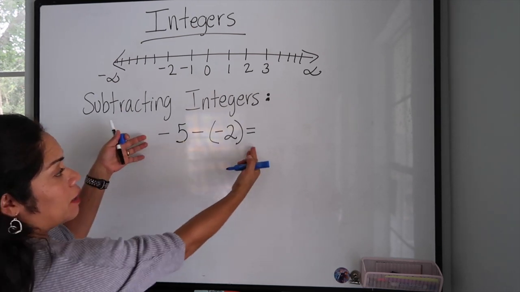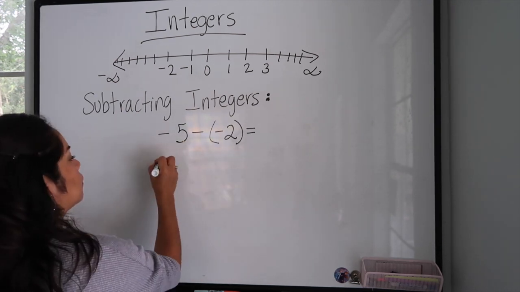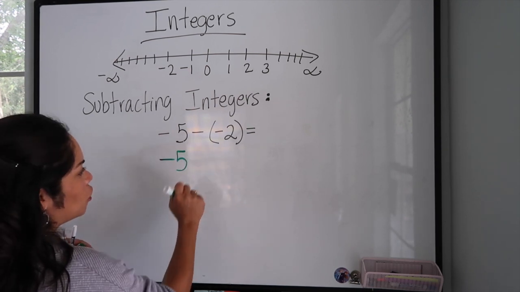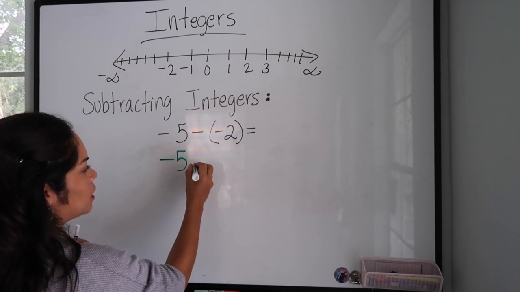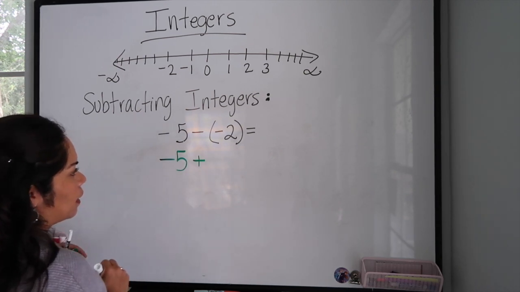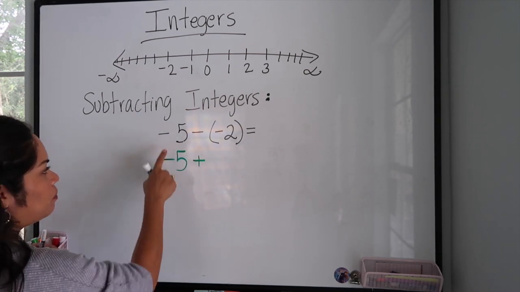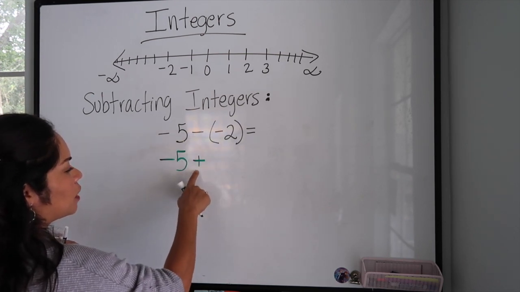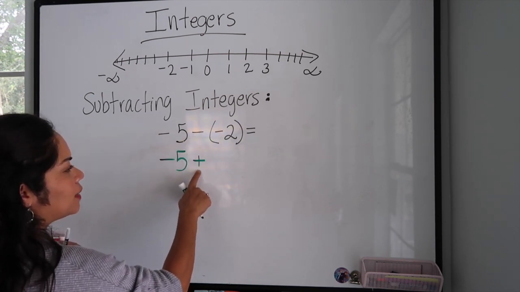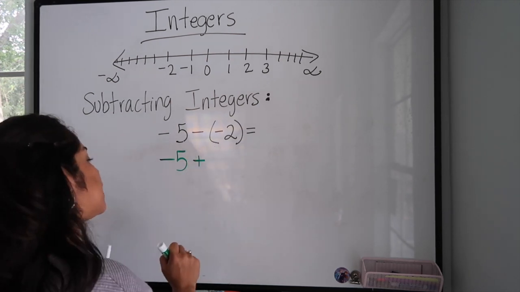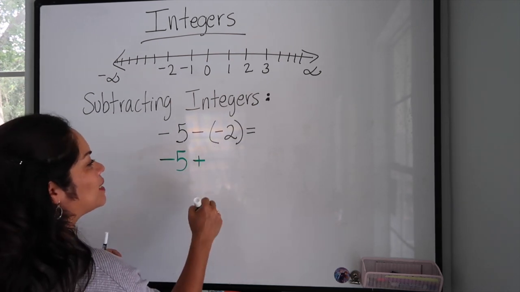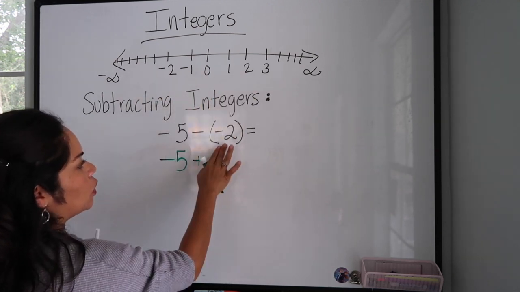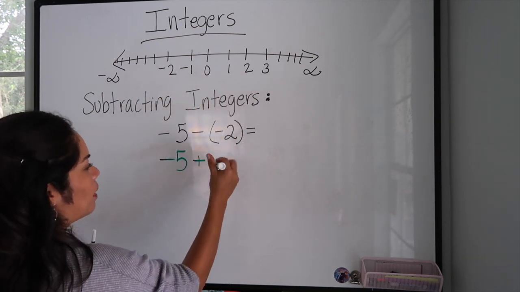I'm gonna rewrite everything. You're gonna change your symbol from subtracting to adding. So keep the first number the same, change the subtracting sign to an addition sign, change the second number to its opposite. So I talked about the opposites earlier. So the opposite of -2 will be +2.